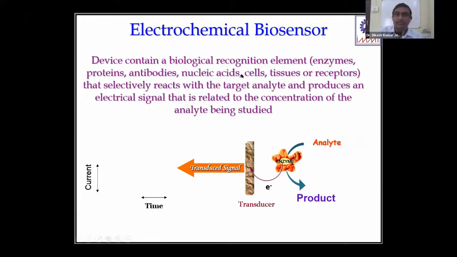This device contains a biological recognition element like enzymes or any kind of bioreceptor like proteins, antibodies, nucleic acid that we put on the electrode surface. When an analyte approaches this bioreceptor, it gives some electrical signal to the transducer, and the transducer reflects the change in the concentration of the analyte as a change in the current. This current is directly proportional to the concentration of analyte that interacted with this bioreceptor. So how much current you get from their interaction will tell you how much analyte is interacting. So it's very simple.